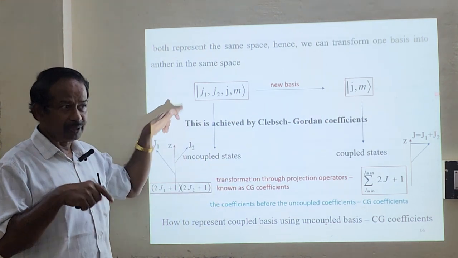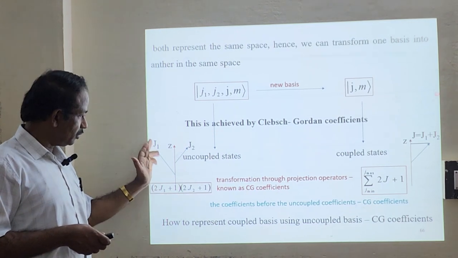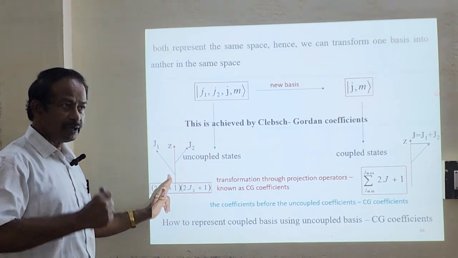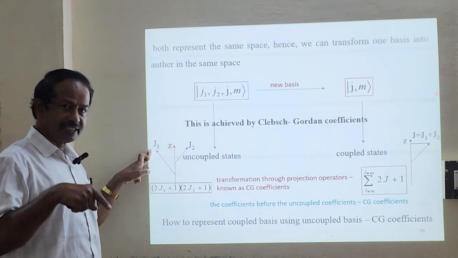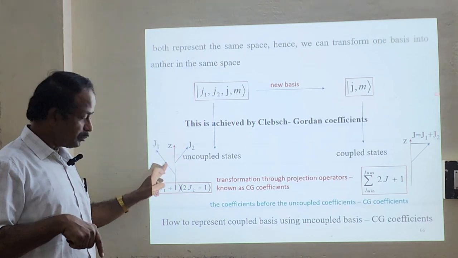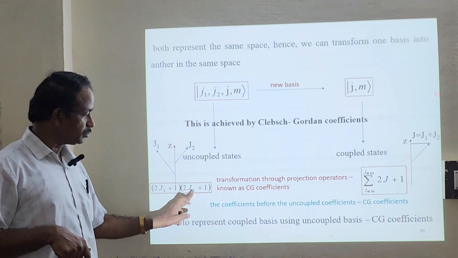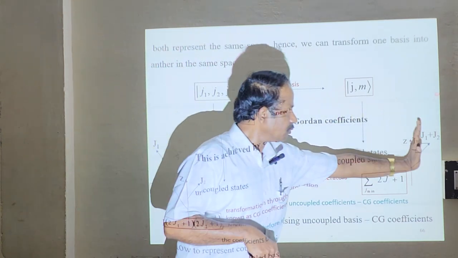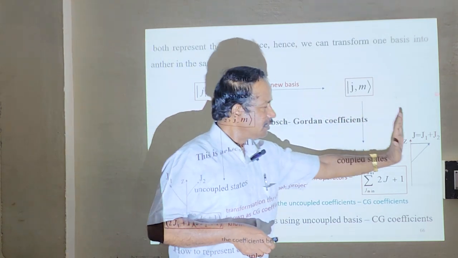So this will be the individual one, the uncoupled one. Suppose you are going to apply the magnetic field in this direction. So j1 stands for the angular momentum of the first electron and j2 stands for the angular momentum of the second electron, and the dimension will be 2j1 plus 1 multiplied by 2j2 plus 1. This is for the uncoupled state and this is for the coupled state.